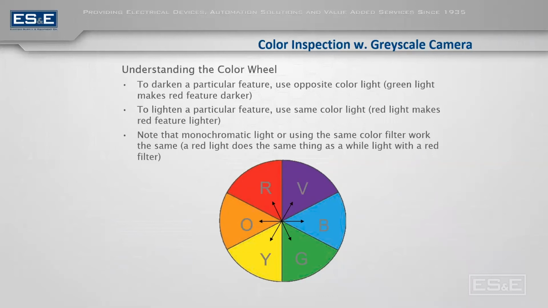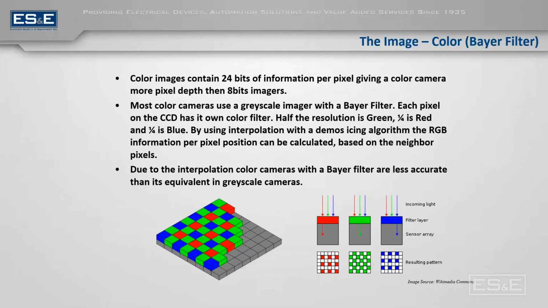Color images contain 24 bits of information per pixel, giving a color camera more pixel depth than 8-bit imagers. Most color cameras have a grayscale imager, but they have a Bayer filter put in the camera. On these, each pixel on the CCD, that's the image sensor, has its own filter. In the Bayer filter, half of the resolution is going to be green, 1/4 is going to be red, and 1/4 is going to be blue. So by using this interpolation with the demosaicing algorithms, the RGB information per pixel position can be calculated based on the neighbor pixels.